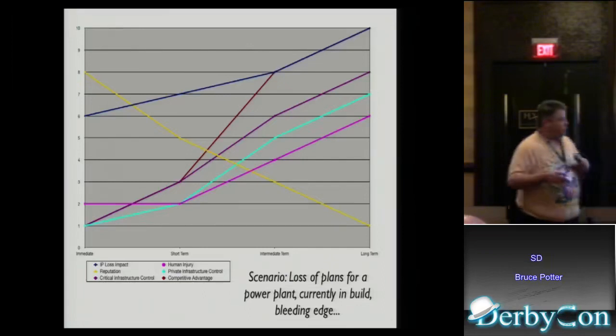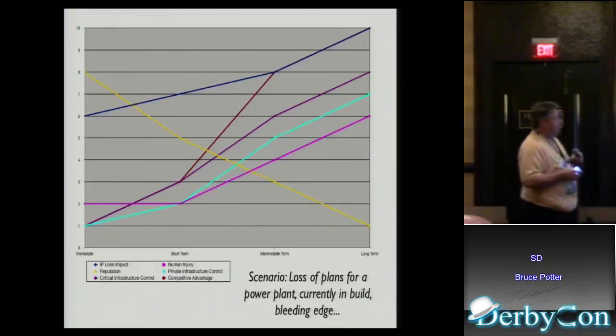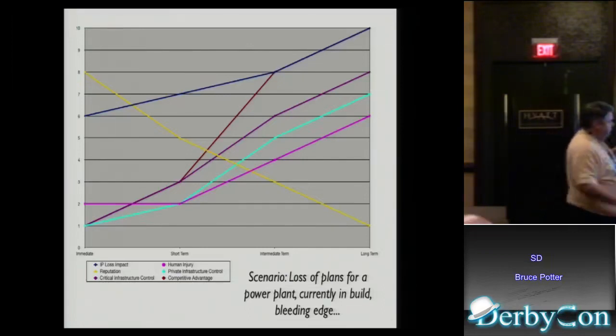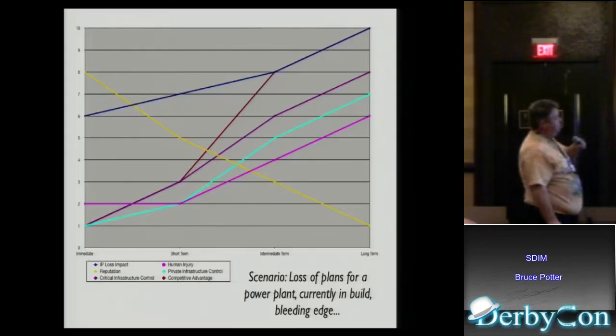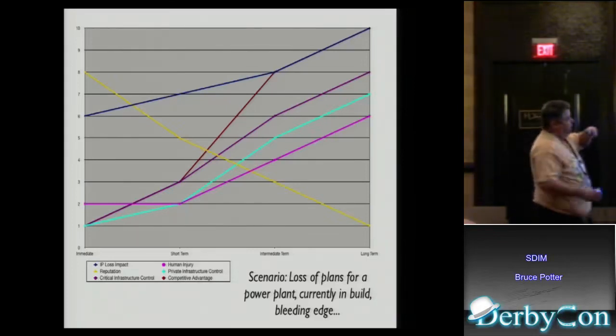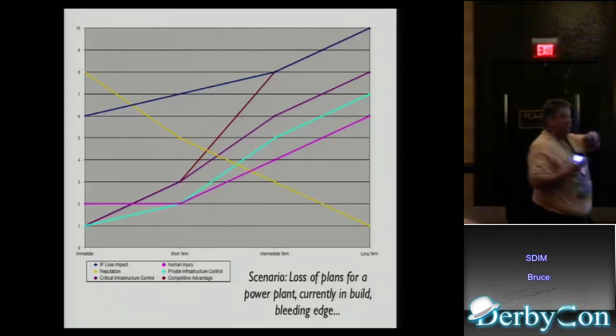Okay? So that piece, they lost a competitive advantage. So the first one here, this blue line says, let's look at the loss of IP. So what were the impacts that we see from losing the intellectual property of the power plant?